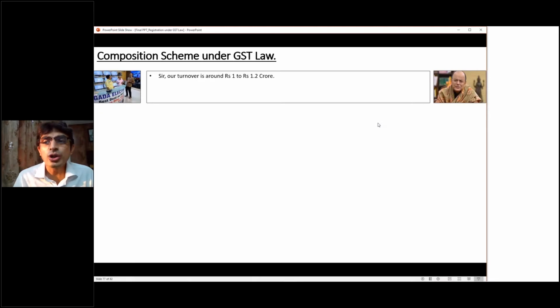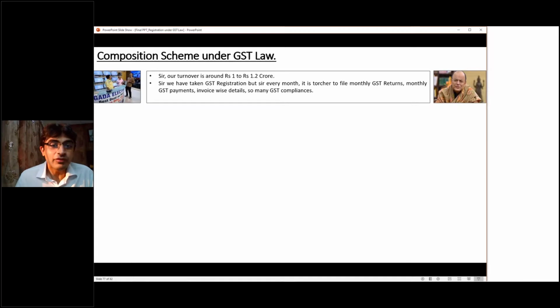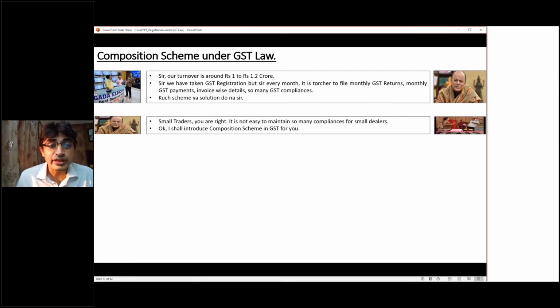Suppose this is Miss Gada Electronic, you must be aware, a small dealer. They are telling the government, sir, our turnover is 1 to 1.2 crore. We are small dealers, we have taken registration, but every month to file GST returns, to make GST payment, to make invoices, all this compliance is so difficult. Is there any scheme? We are small dealers, turnover 1 to 1.2 crore. So the government realized that yes, for small dealers, we should have one optional scheme. We should give them one benefit.